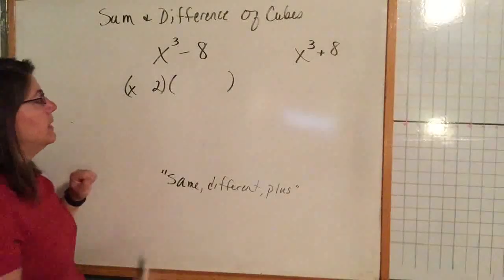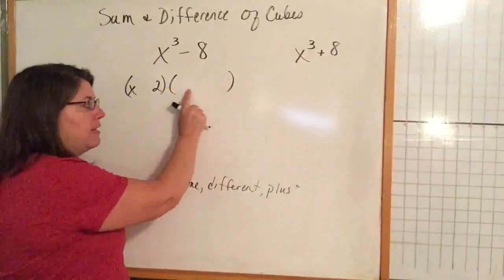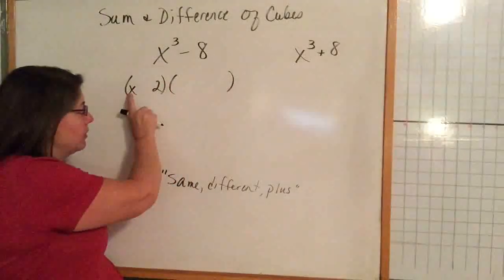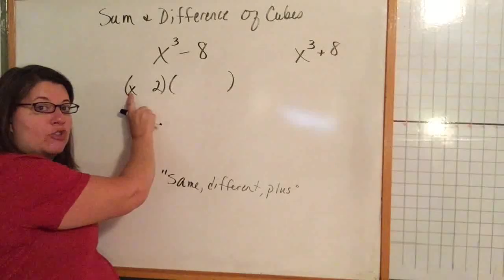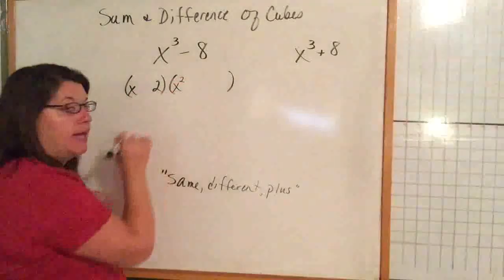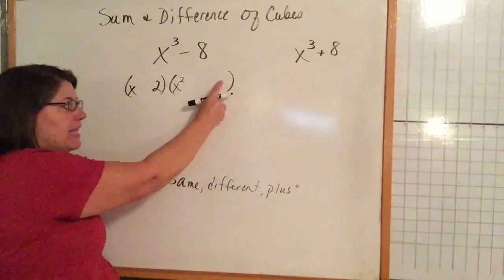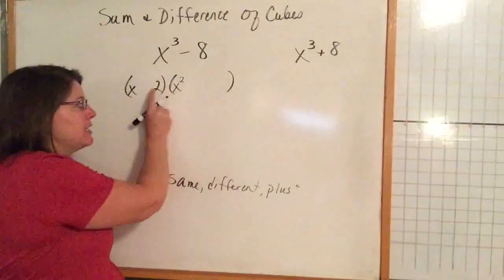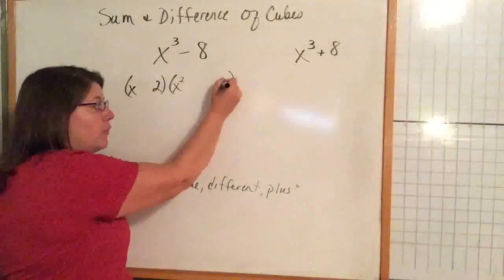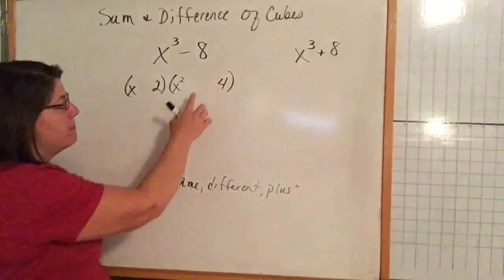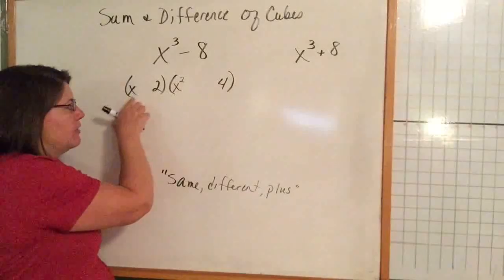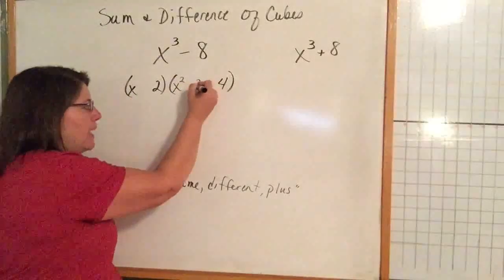Okay? To get the first term in my trinomial part, what I'm going to do is take this number, or this variable, whatever it is, and square it. So what is x squared? Hopefully you're saying x squared. To get the last number in this one, I'm going to take this number and square it. So what is 2 squared? That's 4. To get my middle term, what I do is I multiply these 2 things together. So x times 2 is 2x.